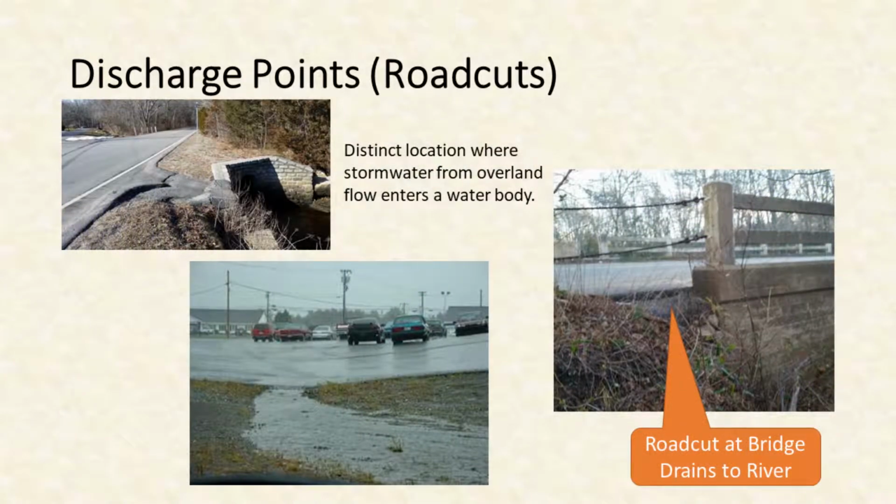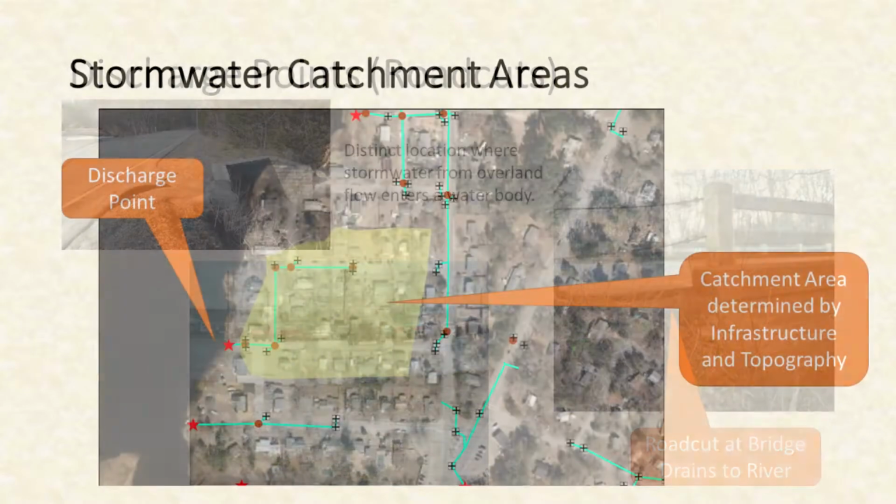Another type of discharge point is the roadcut. This is a distinct location where stormwater flows over land on the road surface to a single point. Often, stormwater from roadcuts creates channelized flow to downstream wetlands, streams, or coastal waters. Regardless of whether the discharge is an outfall pipe or a roadcut, the water quality at the discharge point is a reflection of its stormwater catchment.